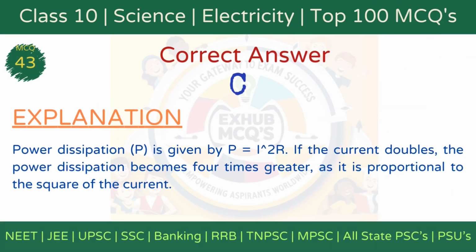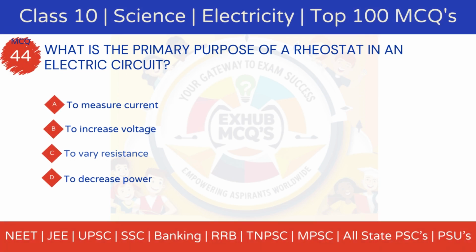The correct answer is option C, quadruples. Explanation: power dissipation is given by P equals I squared R. If the current doubles, power increases by a factor of 4 as it is proportional to the square of the current. 44. What is the primary purpose of a rheostat in an electric circuit?